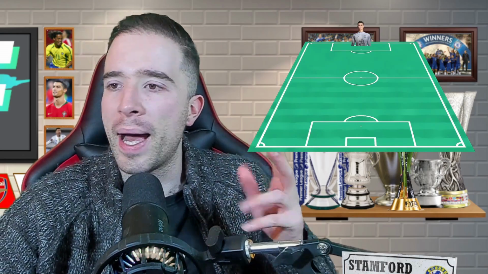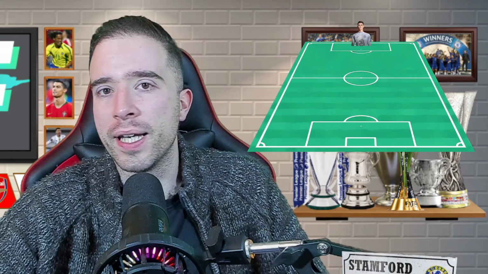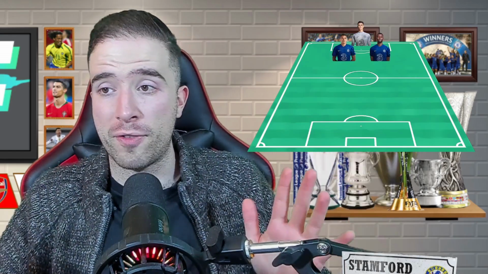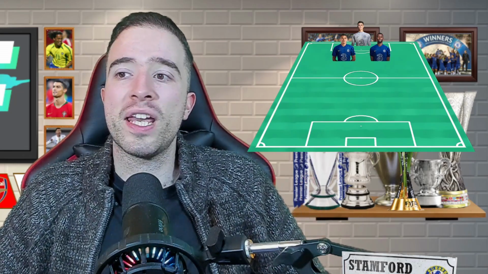Now, in terms of the centre-backs, I don't know what's going to happen here. Because, look, I've still got Silva and Rudiger, right? I'll go with a back four. I'm going with a back four. Christensen might not be available. If he is, I would start Christensen, but I don't know if he's available or not.